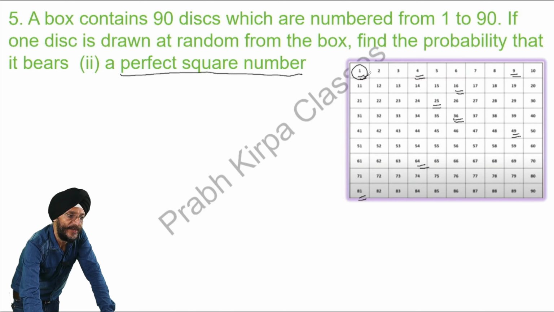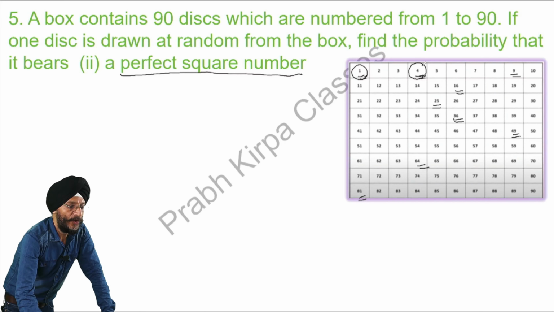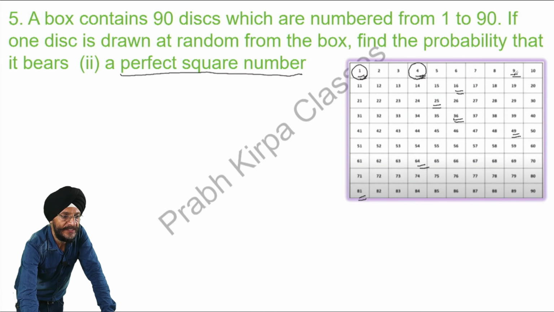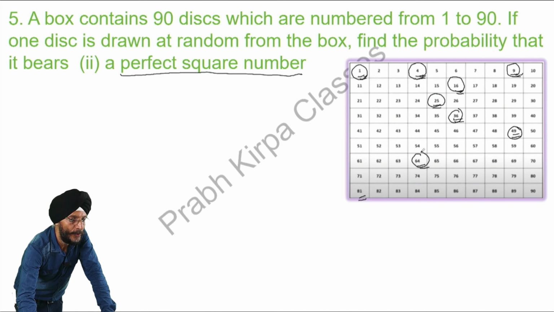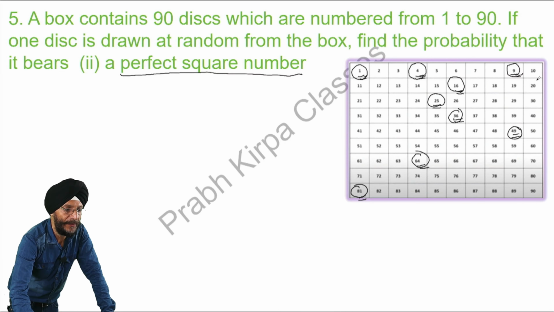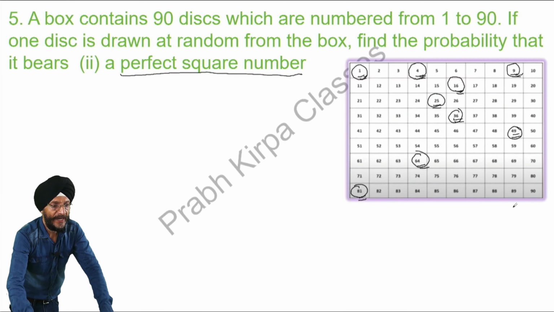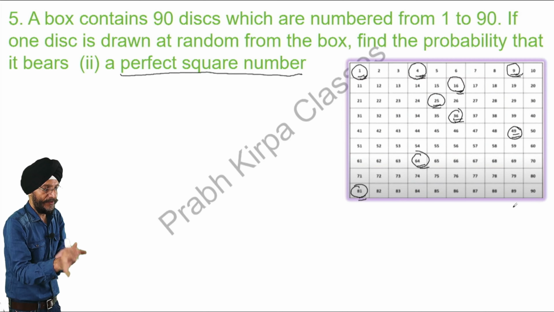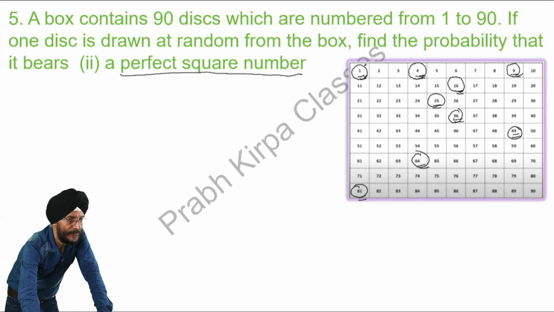1 is the square of 1, 4 is the square of 2 into 2, 9 is the square of 3 into 3, 16 is 4 into 4, then 5 into 5, 6 into 6, 7 into 7, 8 into 8, 9 into 9. If we make the square of 10, it becomes 100, and it is out of our range of 90 discs. So we count the same: 1, 2, 3, 4, 5, 6, 7, 8, 9.